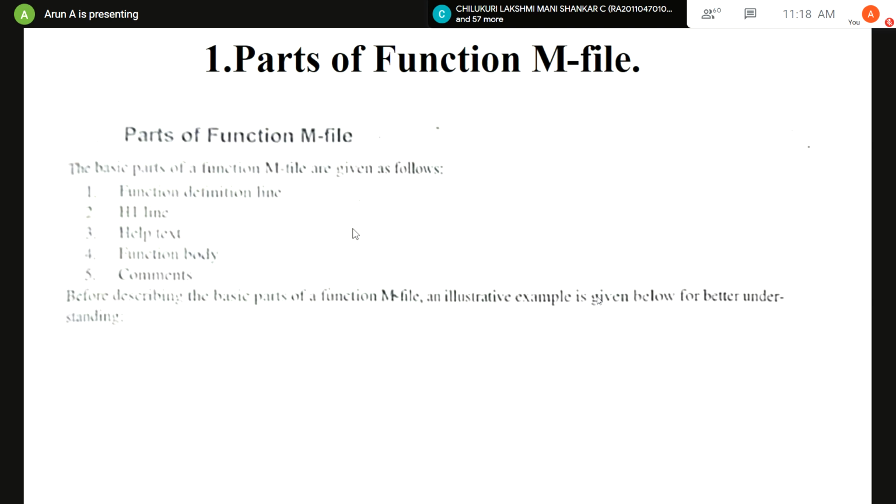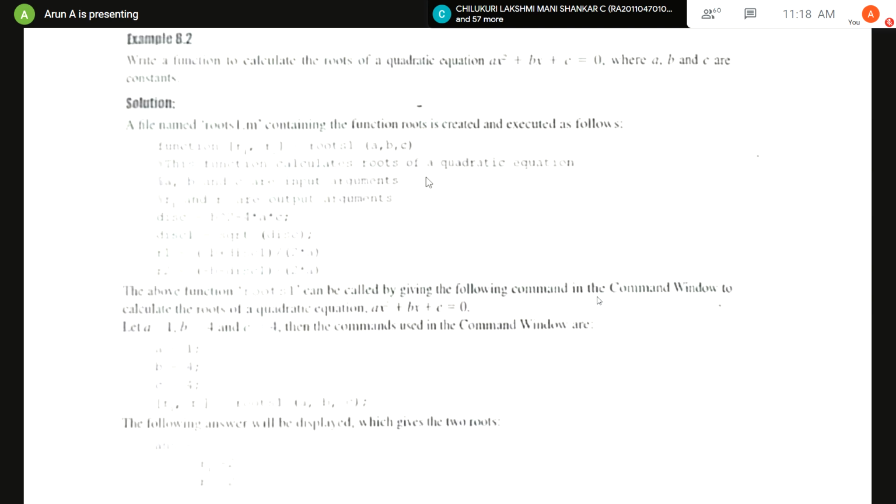Okay, we'll see that example. Just watch this example. Write a function to calculate the roots of a quadratic equation. You have to calculate the roots of a quadratic equation where a, b, c are the constants in the equation. So as I said, see this file name roots1.m, containing the function roots, is created.